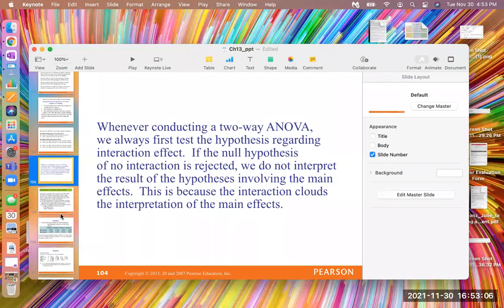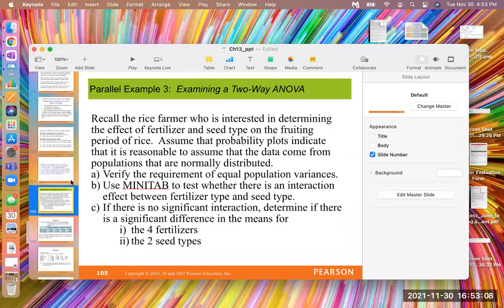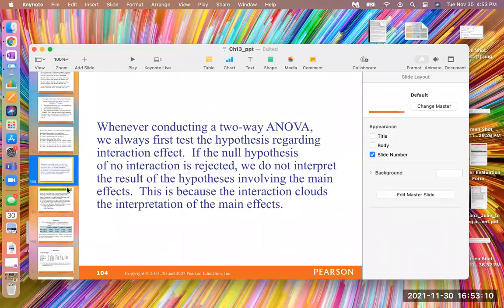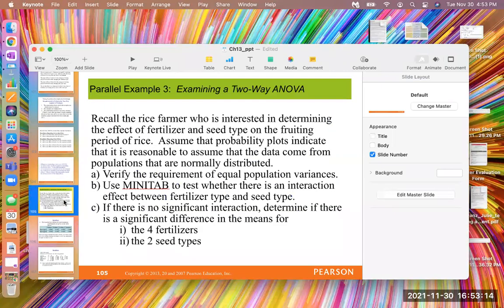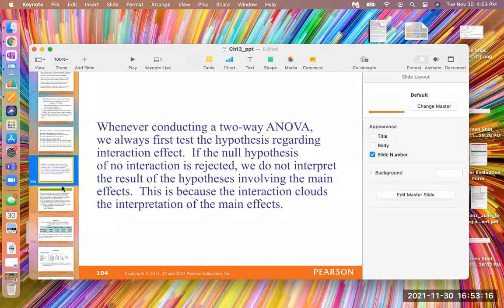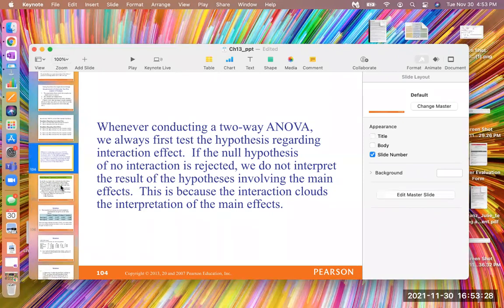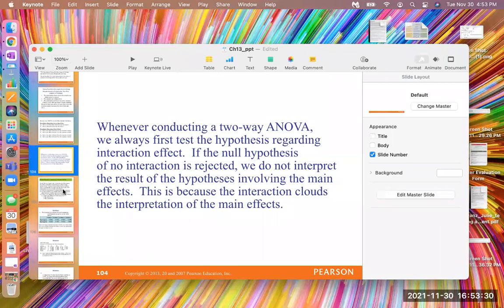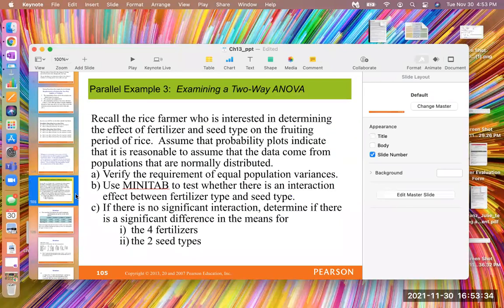I was already mentioning that. They're just saying that the interaction clouds the interpretation of the main effects. Okay. And so like I said, we check the interaction p-value first. And if the p-value is low for interaction, then we do not interpret the main effect hypotheses.